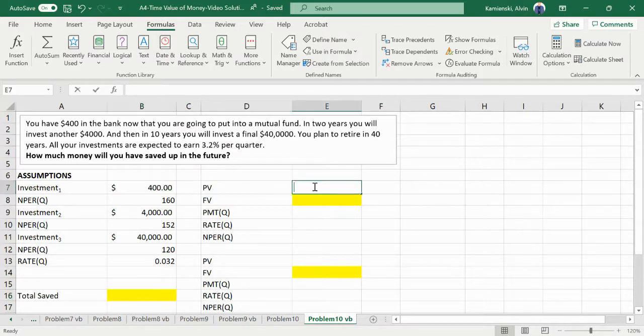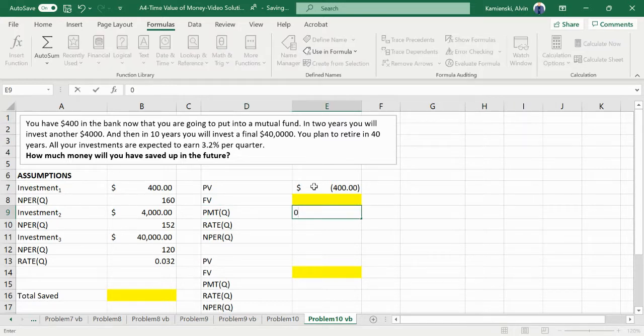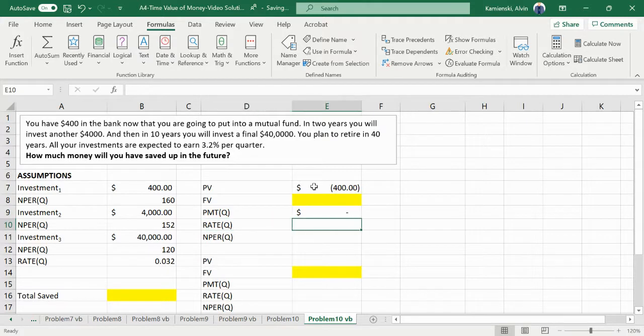So in the first one, we're going to make it a negative $400, and we're trying to figure out the future value when we're making payments quarterly, and those quarterly payments are zero. What that tees us up for is making sure that the interest rate is listed quarterly. All the interest rates were listed at 3.2%, so we'll fix that right there. And then this first one is going to invest for 160 quarters.